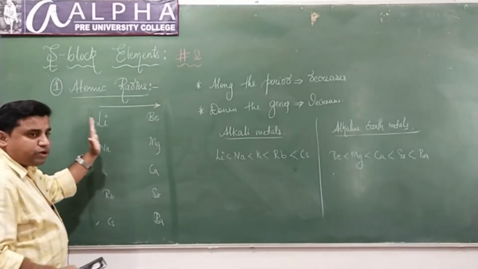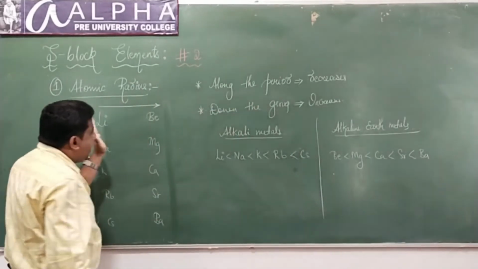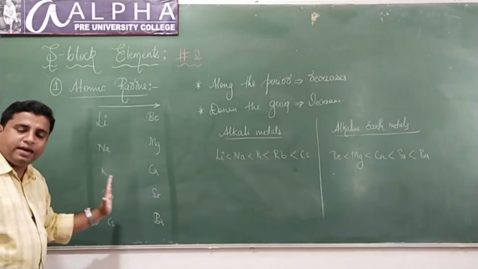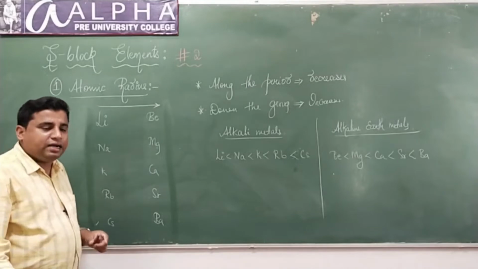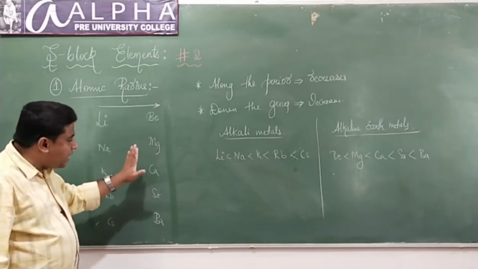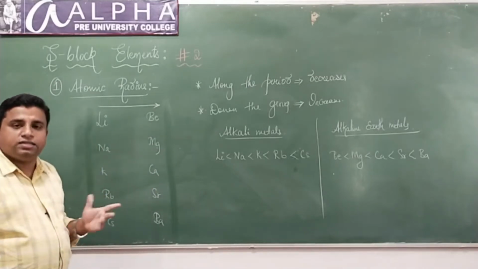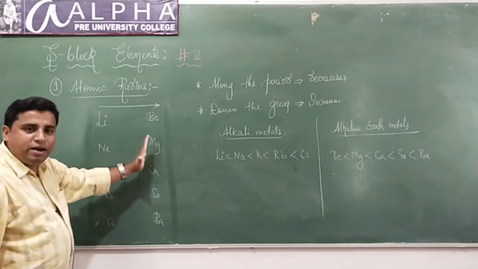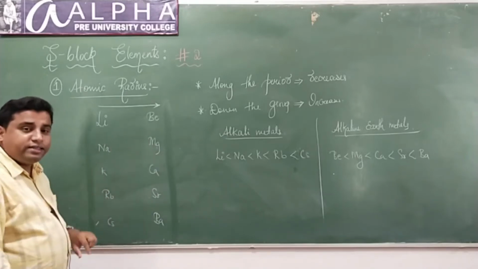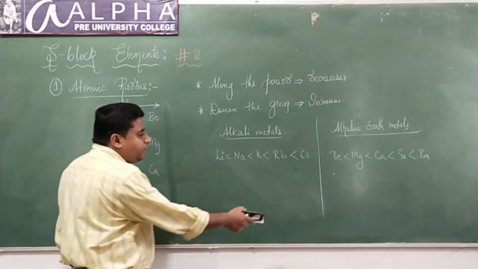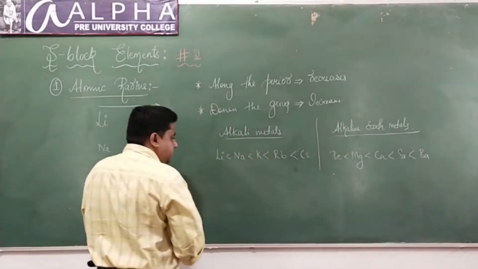As I go from left to right, that means along the period, atomic radius decreases. Therefore, can I say that alkaline earth metals are smaller than alkali metals? Isn't it? Alkaline earth metals are smaller than alkali metals. So I'm going to conclude it here. Yes, let me write.